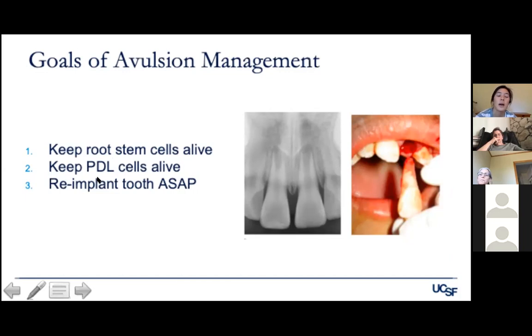Then also on any tooth, you have the ligament cells, those cells that attach the ligament to the root surface. And those ones will help keep the tooth in its socket, in place. So keeping those 2 cell types alive is really important. And the best way to do that is to keep it in its original environment. So that's why we want to reimplant those teeth as soon as possible.